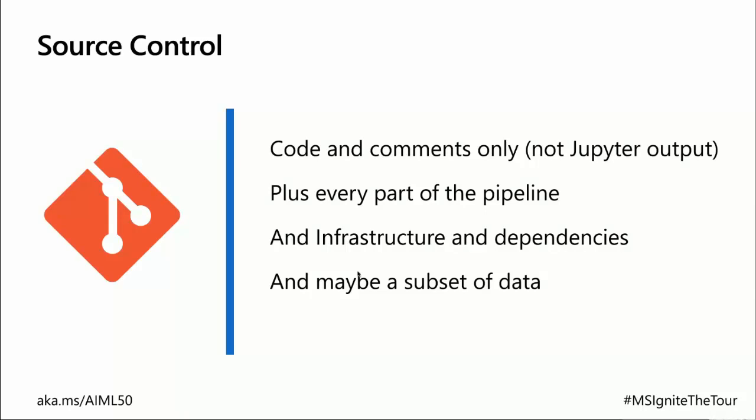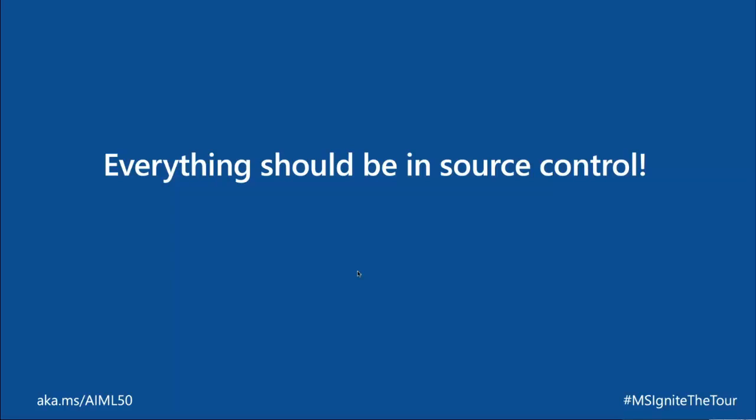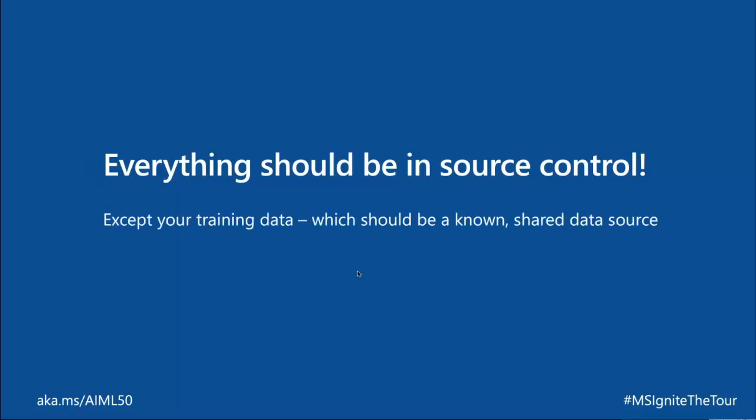Now, remember, we're talking about potentially terabytes of data here, or even petabytes of data for our training. We probably don't want to put that in Git. So everything should be in source control, except for your training data. And that should be a known shared data source. So in Azure Machine Learning Services, you're probably looking at a data set there, which is a known location for data, which you can just mount as part of your training exercise, meaning you don't have to keep copies of this for every single data scientist in your team. But everything should be in source control to enable collaboration.